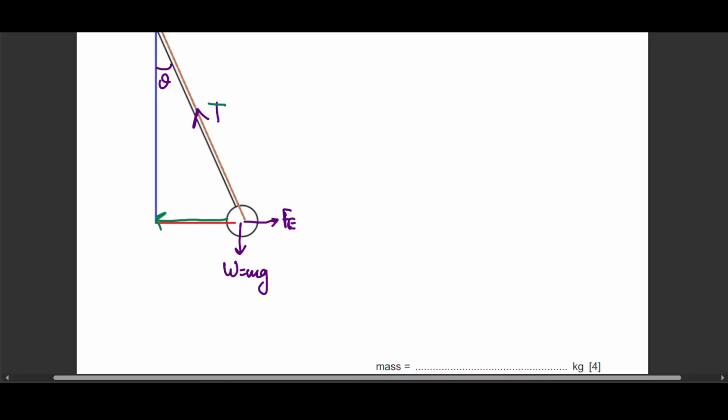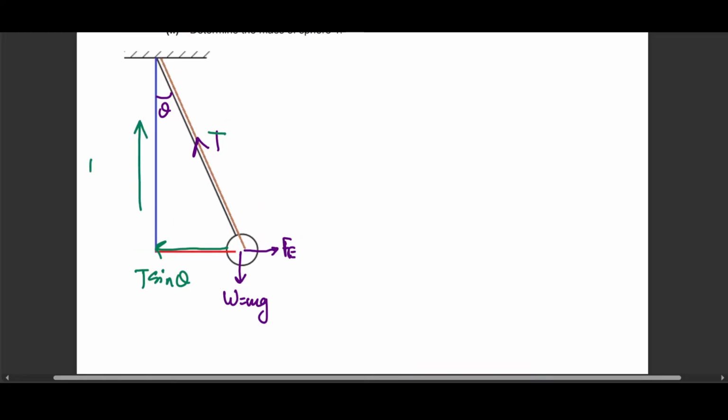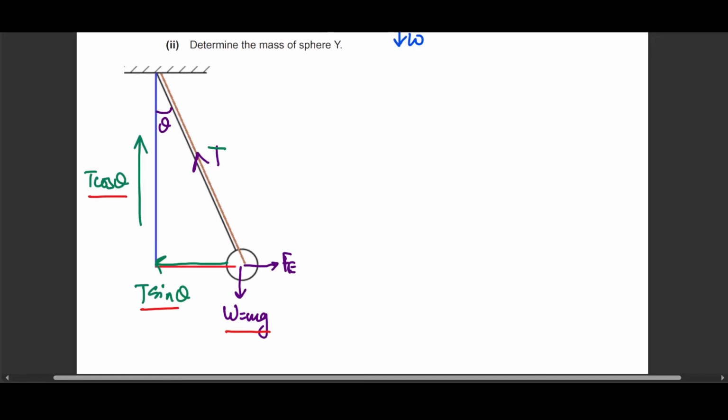In this direction we have T sine theta, and this component is going to be T cos theta. Let's recognize which component is responsible for balancing which. T cos theta is in the upward direction and is going to balance out the weight. T sine theta is towards the left side and is due to the electric force from Newton's third law, or to balance out the electric repulsion. So the first step is to figure out this theta angle.